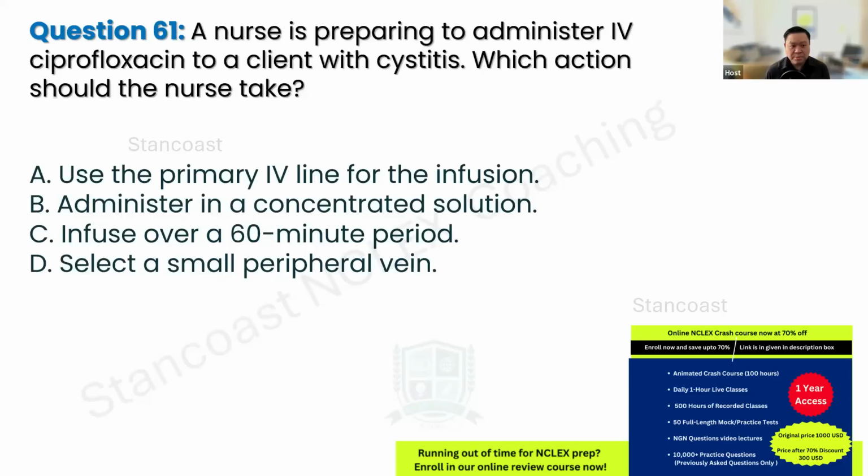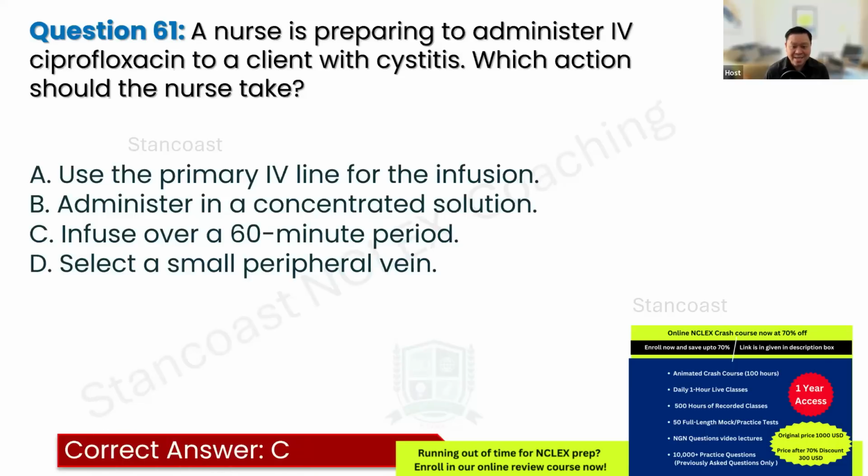A nurse is preparing to administer IV ciprofloxacin to a client with cystitis. Which action should the nurse take? A. Use the primary IV line for the infusion. B. Administer in a concentrated solution. C. Infuse over a 60-minute period. And D. Select a small peripheral vein. The correct answer here is letter C. Infuse over a 60-minute period, because this can reduce the irritation to the vein, which is a critical practice with this type of medication.